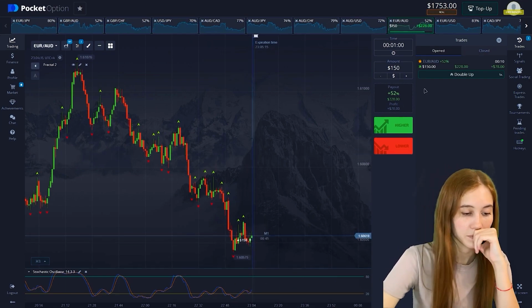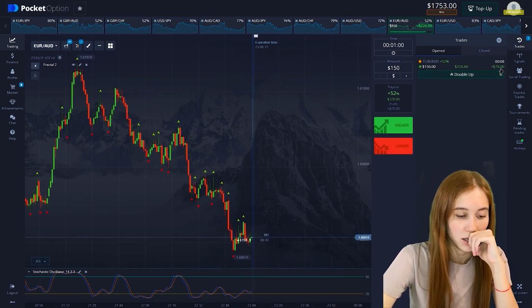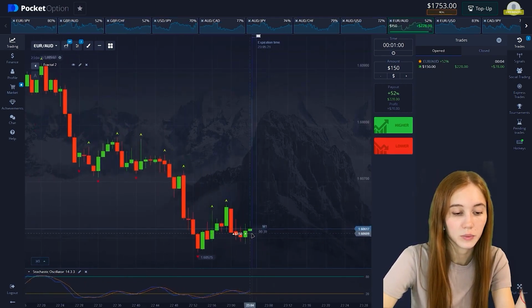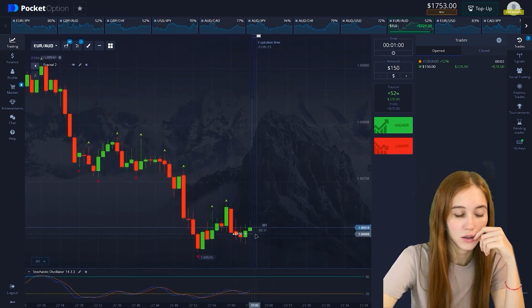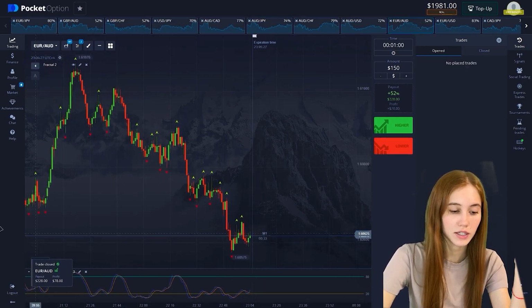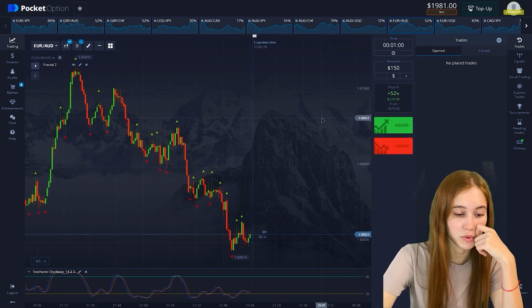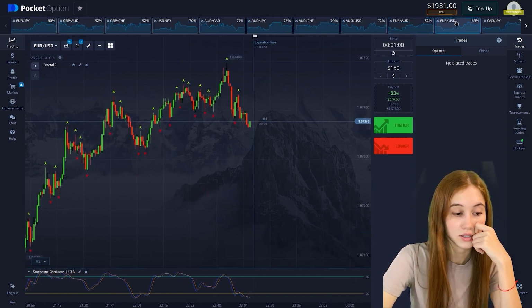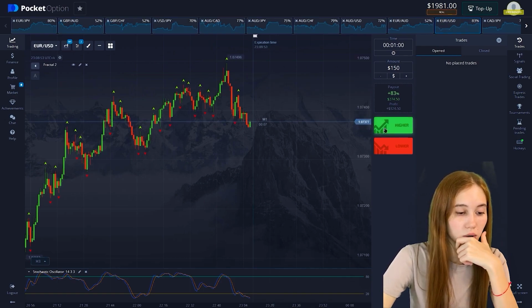Let's see. 8 seconds left until the end of the deal. The chart jumps a lot. We can see a little uncertainty. Yeah, plus deal, good. Profit is $78. Let's move on to the next concept.